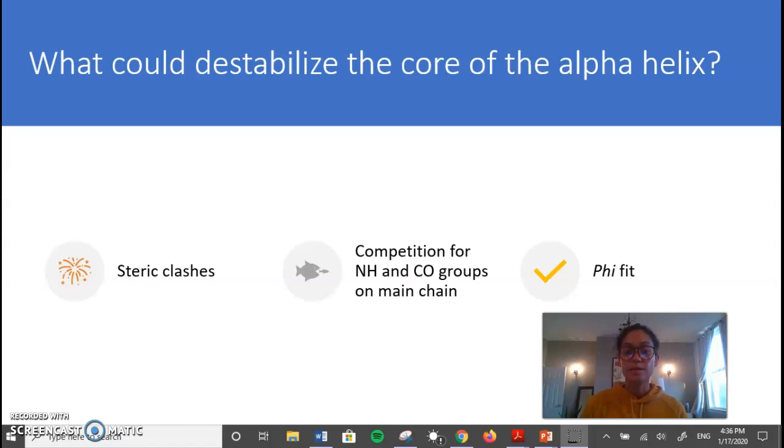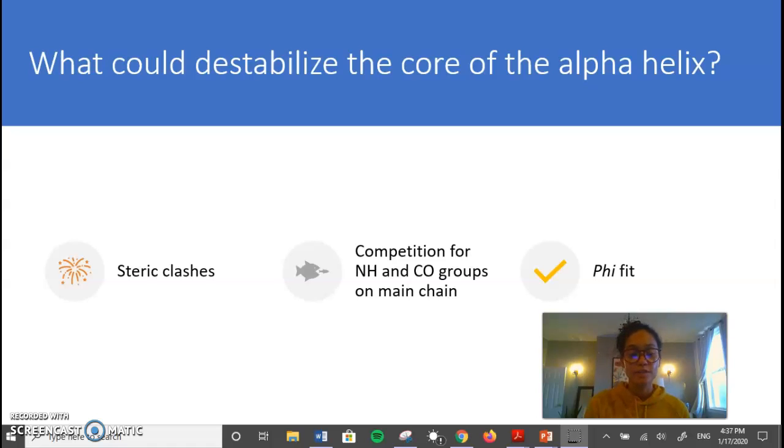Next, another factor that could destabilize the core of the alpha helix would be competition for the amine and carbonyl groups on the main chain. That competition could come from amino acids like serine, aspartate, and asparagine. They have side chains that have hydrogen donors and acceptors, and that would compete with the amine and carbonyl groups that are already trying to bond.